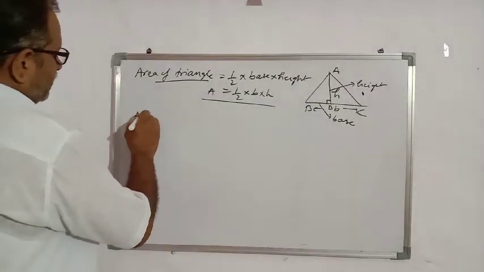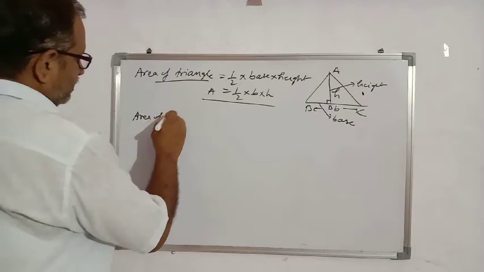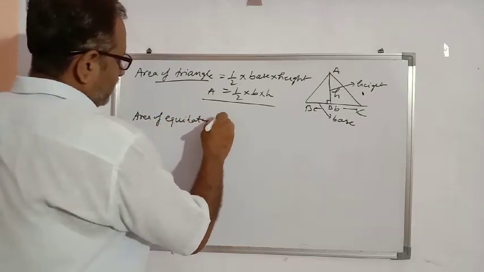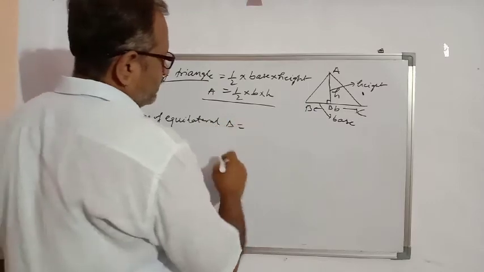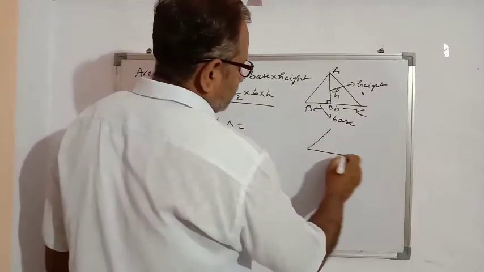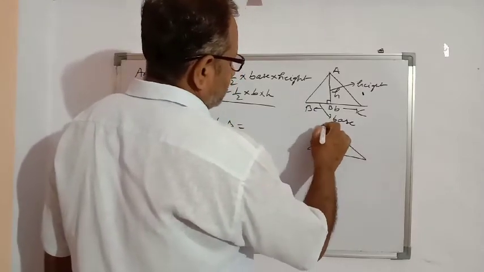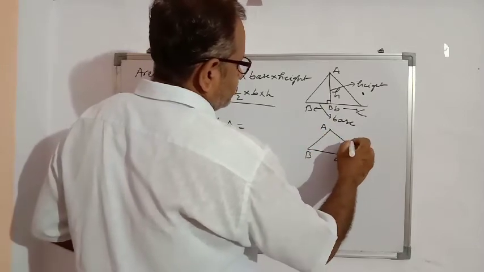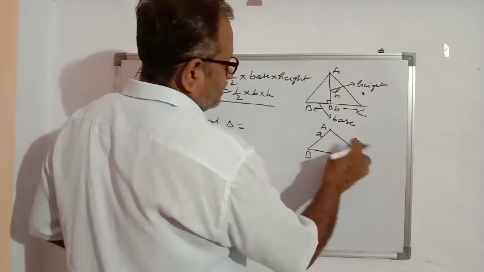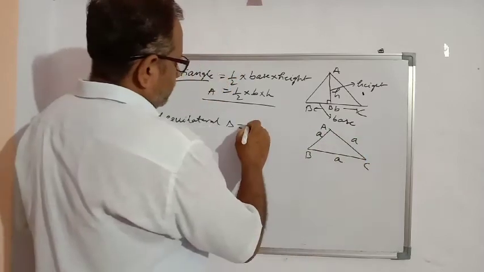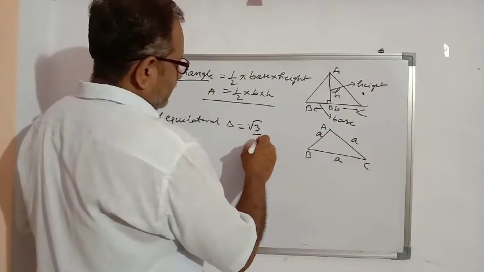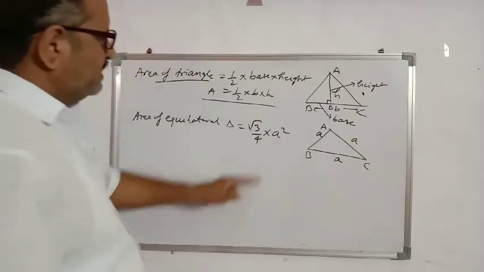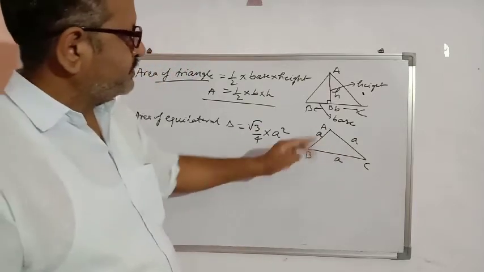Area of equilateral triangle. In an equilateral triangle, all three sides are equal. Suppose all the sides are equal to A. So equilateral triangle area is root 3 by 4 into A square, side square.